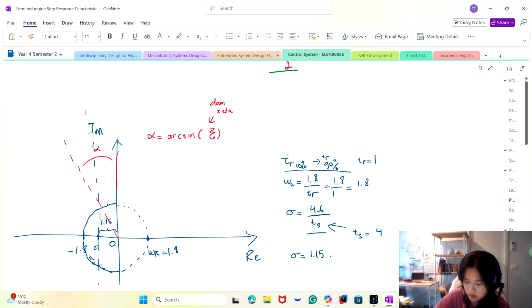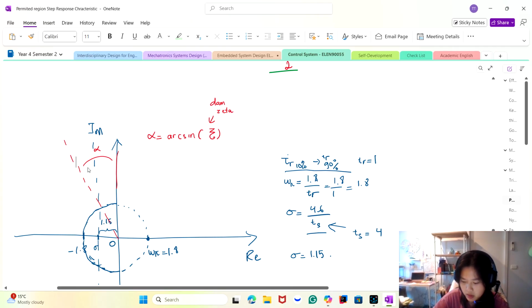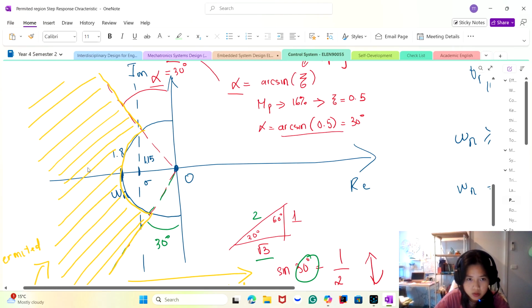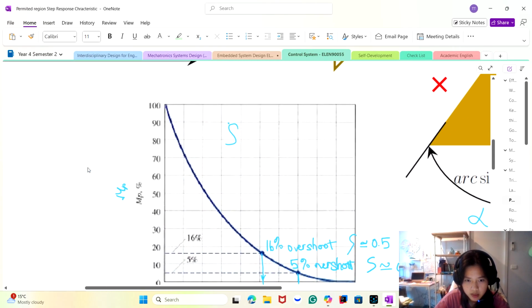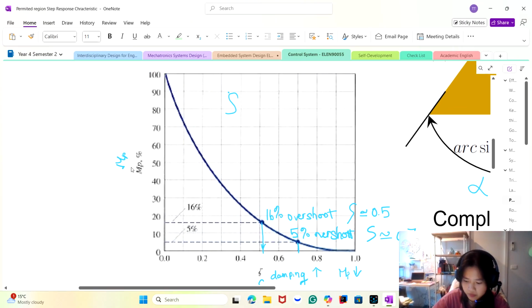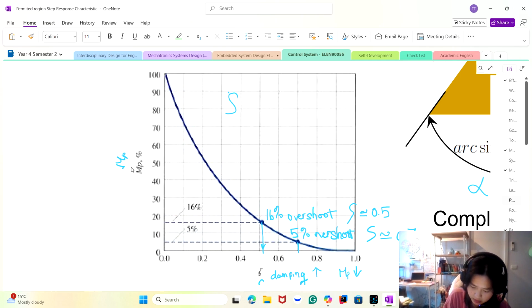The task is gonna give us the overshoot MP. So for example, if they give you MP equals 16%, we can use this graph to identify the corresponding value of zeta. So in this case, if MP equals 16%, you choose over here, and then you get the value of zeta equal to 0.5. So your damping ratio is going to be 0.5.